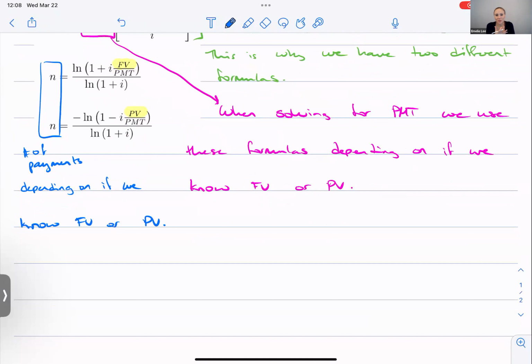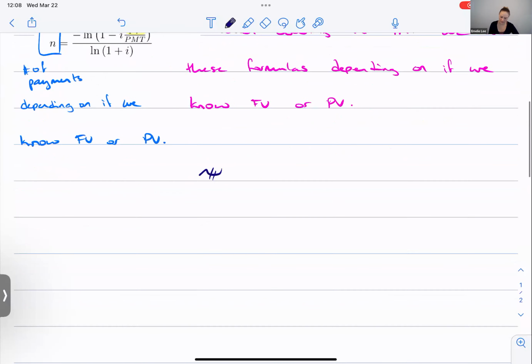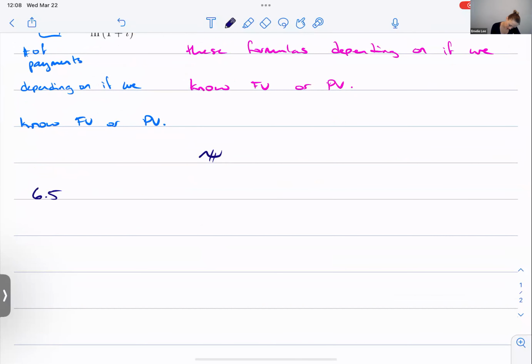So we use these formulas, we solved some problems, and today I want to start by showing you how to use the calculator to solve these problems. Okay, so 6.5 is using the calculator.